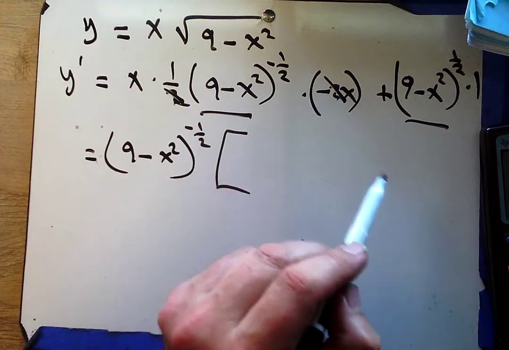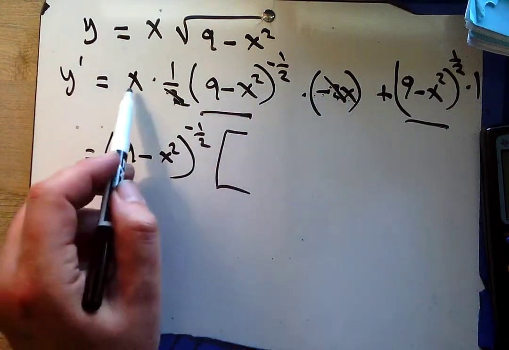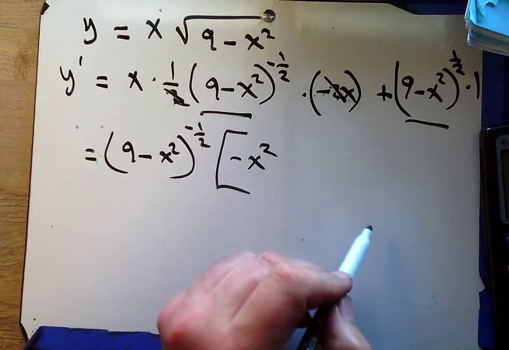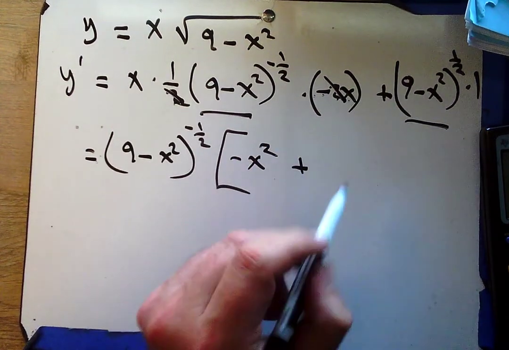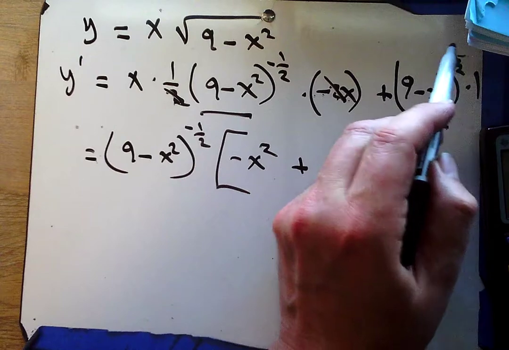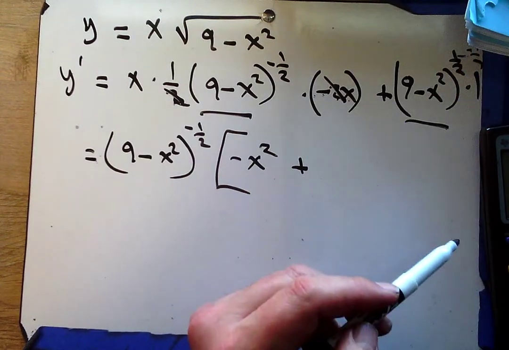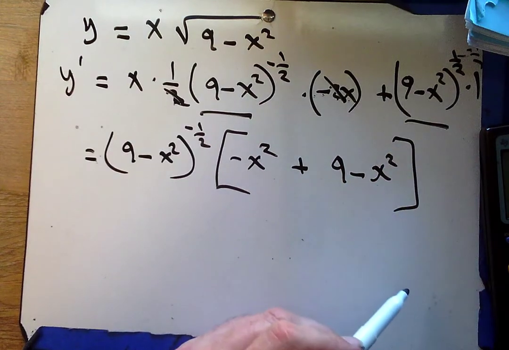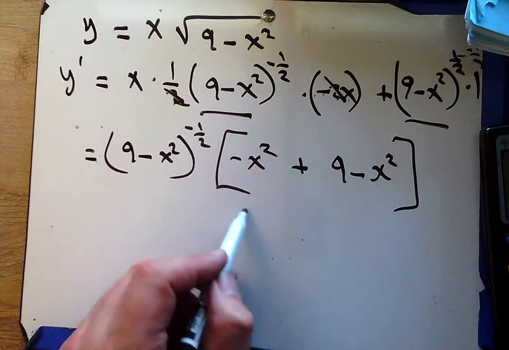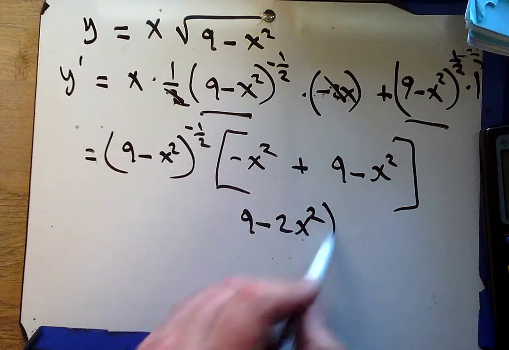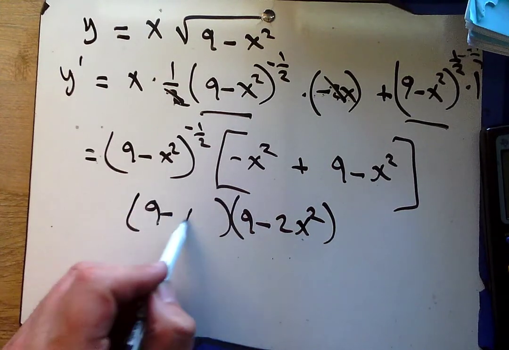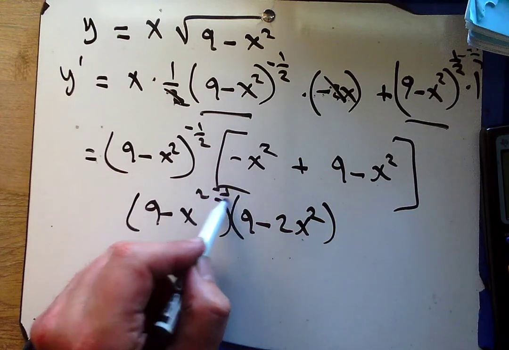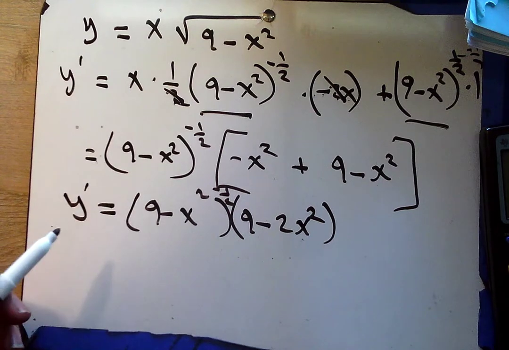This canceled over here. I have negative x times x. Now this plus sign. I factored a negative 1/2 out here. So I'm going to have 9 minus x squared here. Okay, combine those terms. So there's my y prime.